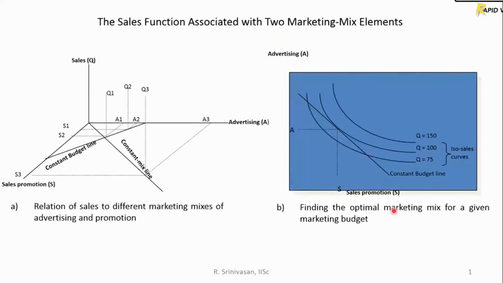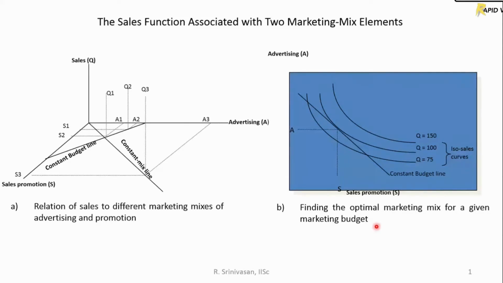What is he trying to get by doing this? He is getting the optimal marketing mix for a given marketing budget. So in this first diagram, that is the three-dimensional diagram, what we have looked at is the relation of sales to different marketing mixes of advertising and promotion. What we are looking at in the next diagram is finding the optimal marketing mix for a given marketing budget.